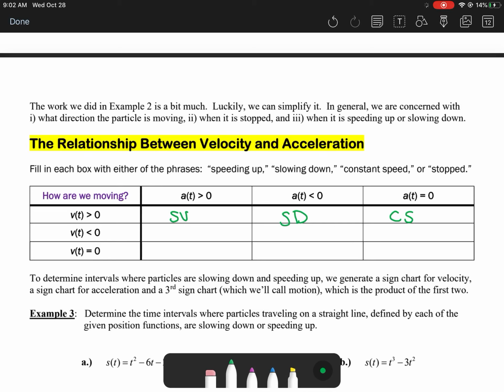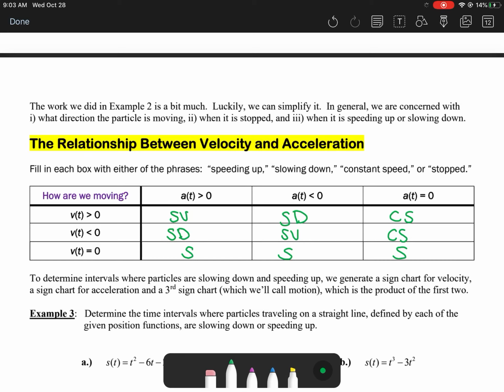Okay, let's go to the next one. If my velocity is negative and my acceleration is positive, I am slowing down. If velocity is negative and acceleration is negative, I'm speeding up. And again, if velocity is negative and my acceleration is 0, that means I'm at a constant speed. And this last one, my velocity is 0, so that means I have stopped completely.